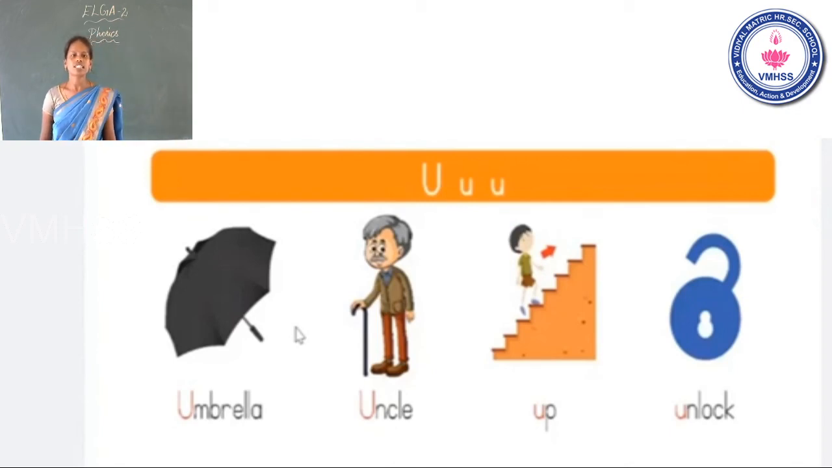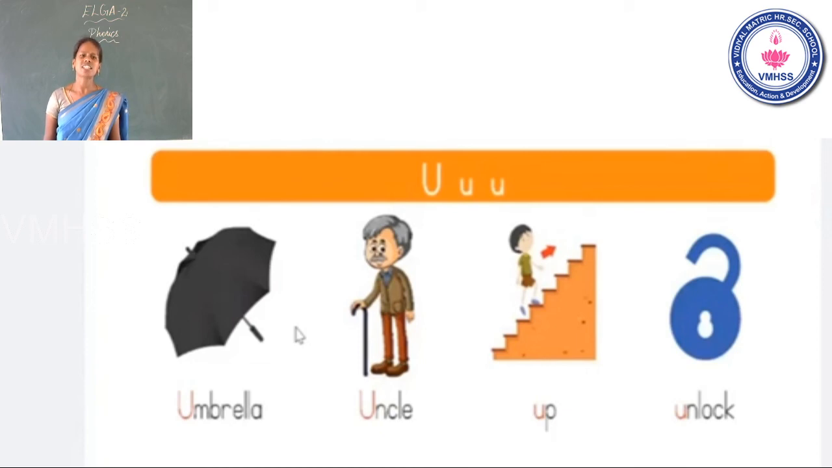The first one is umbrella. Second one, uncle. Third one is up. Fourth one, unlock. The name of the letter U. The sound of the letter U.